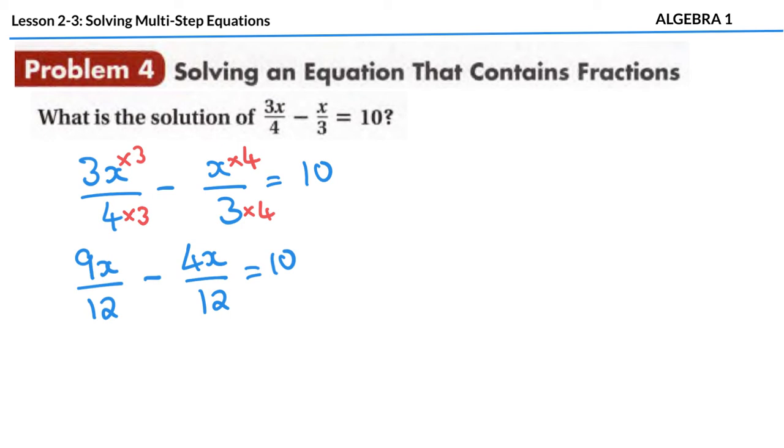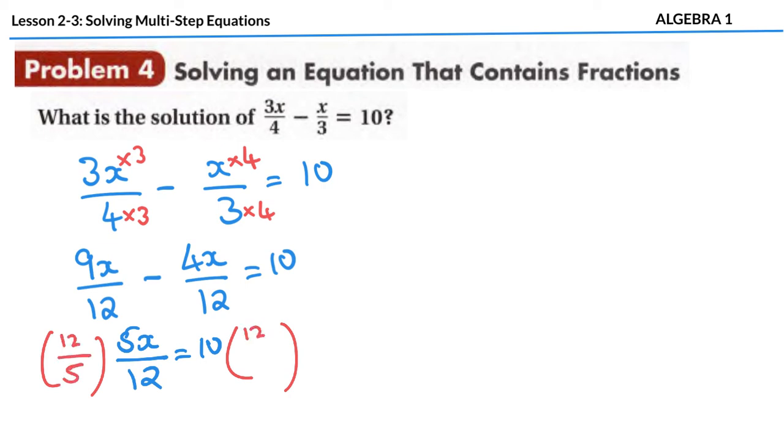Now my denominators are the same, so I can subtract the numerators because they are like terms. So 9x minus 4x is 5x over 12 is equal to 10. We already learned how to remove a fraction if it's multiplied by a variable. I'll multiply both sides by its reciprocal. So on both sides I can multiply by 12 over 5. So what happens?